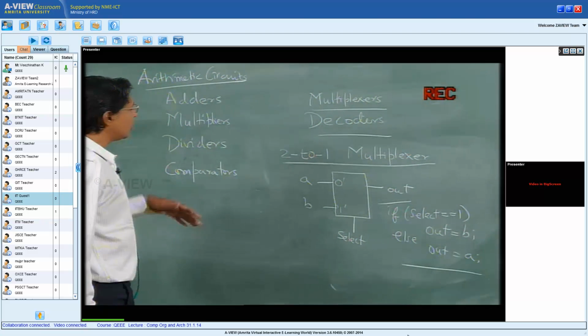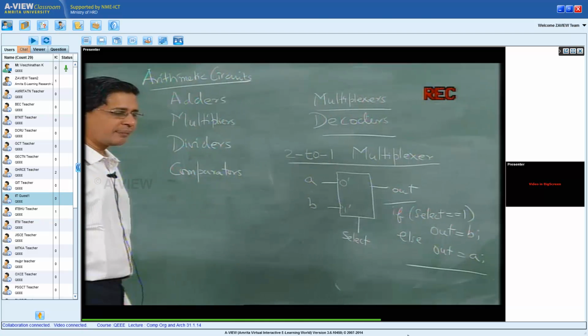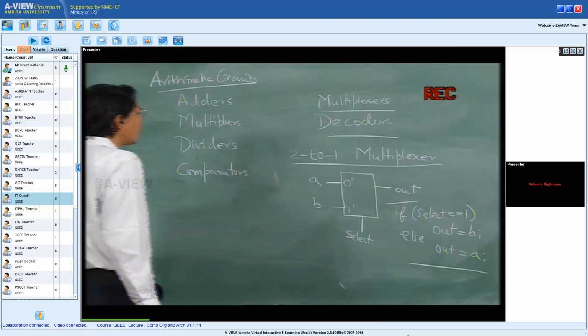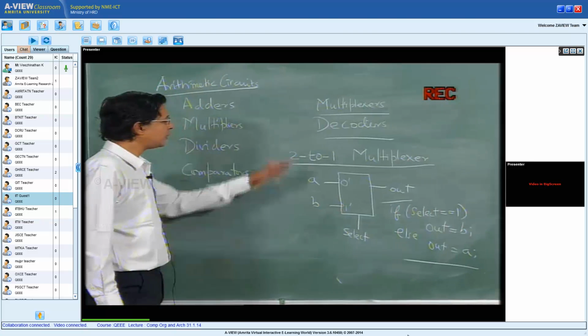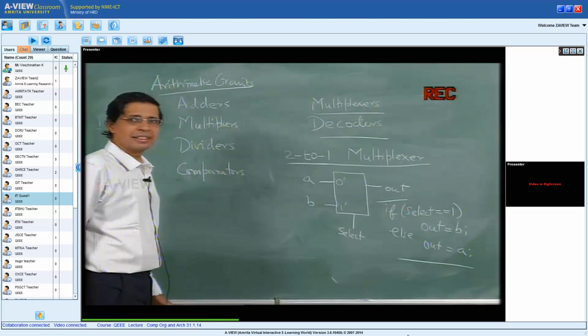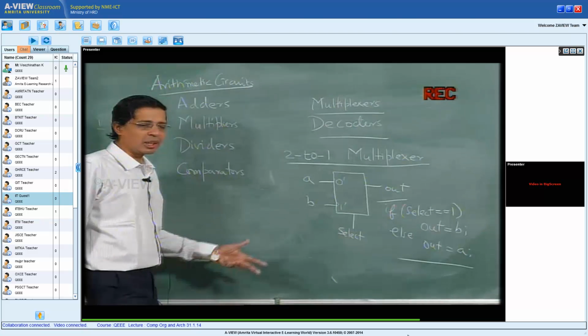Right. Using this multiplexer, let us now construct a small ALU.